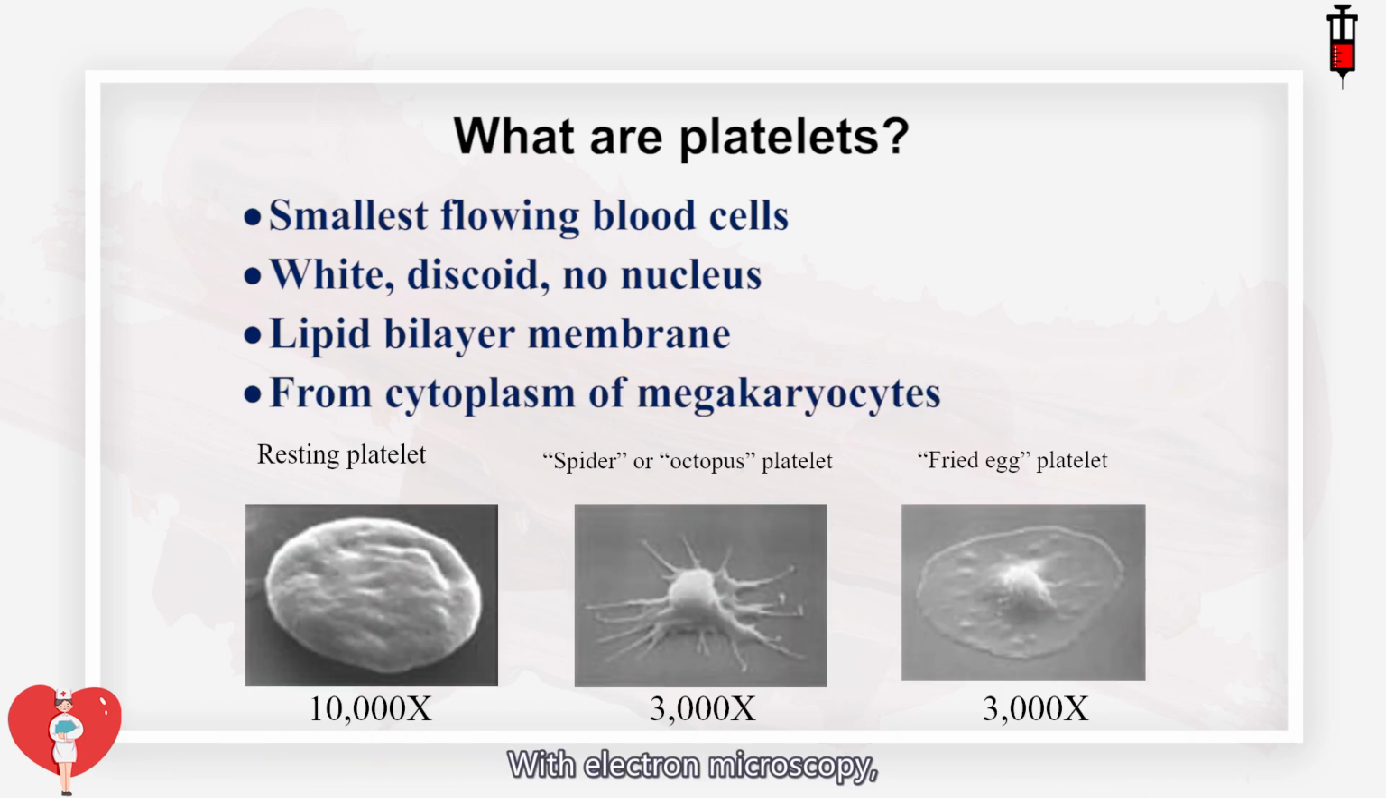With electron microscopy, we now can have a better look at the platelets. Resting platelets are round and discoid. When stimulated with agonist, they can either become spider-shaped or fried egg-shaped.